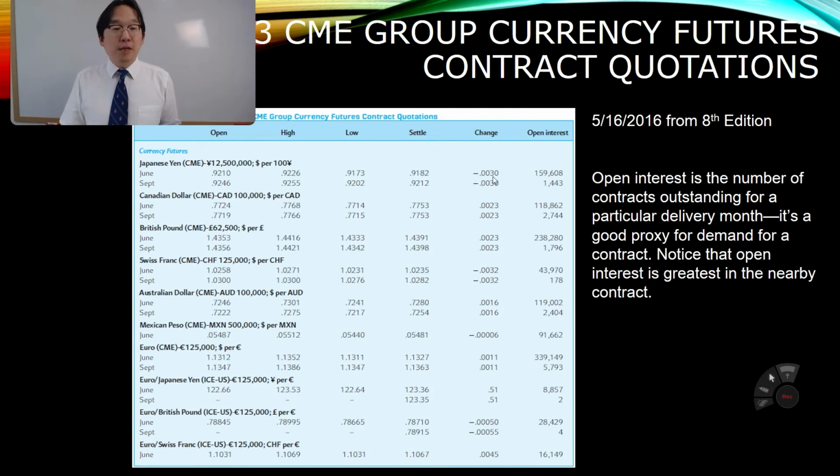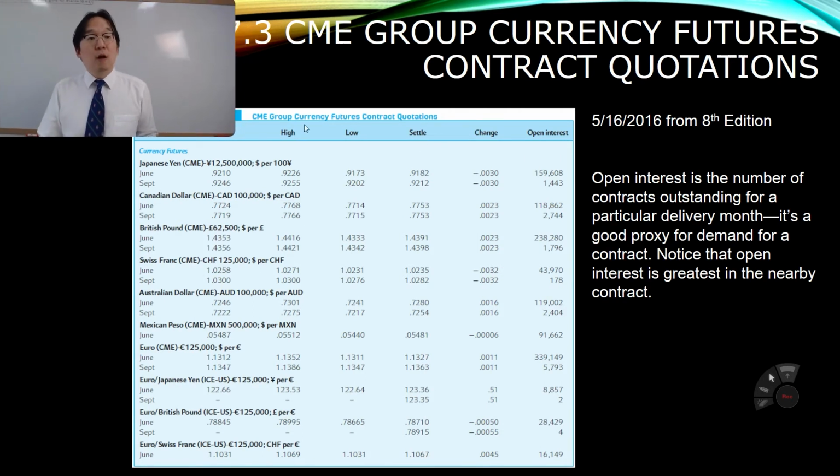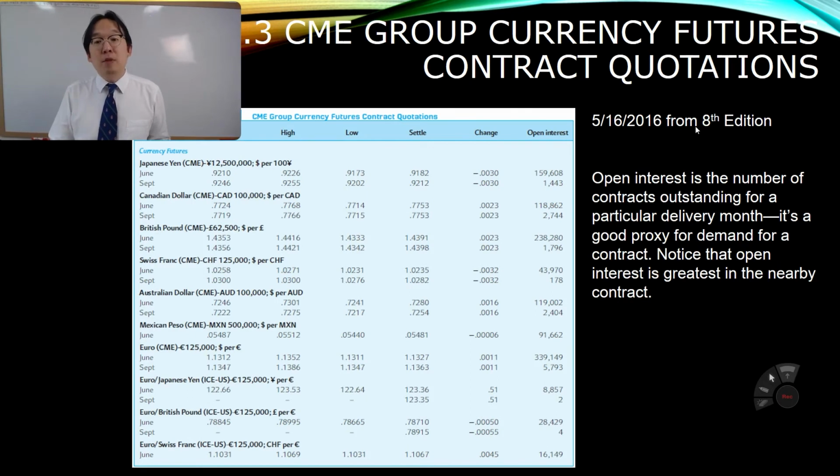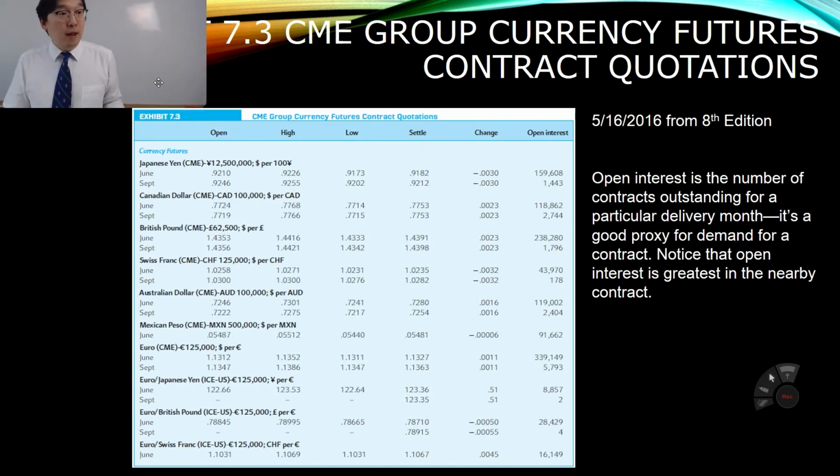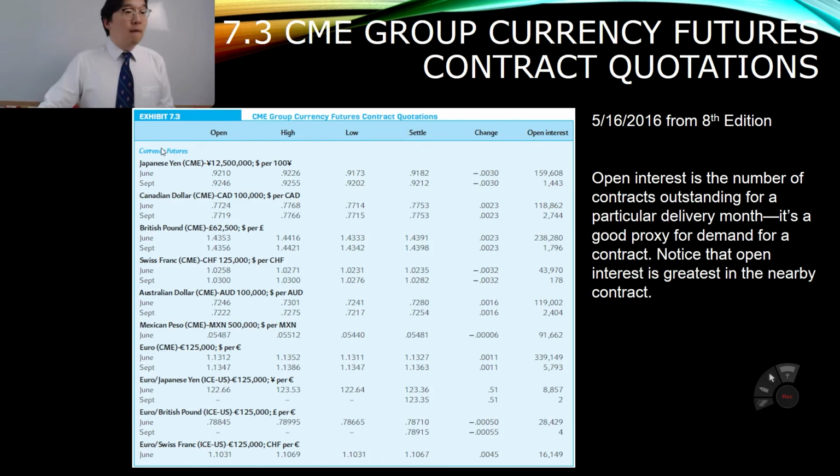I am showing you this table of 7.3 from the previous version of the textbook, 8th edition, because the 9th edition's JPEG file is not that accurate to see. The precision of the shape is not that good. So I'm just showing you over here as a demonstration purpose. And then you see what? Here, let's go one by one. In the vertical axis, what you see are different currency futures contracts, right.